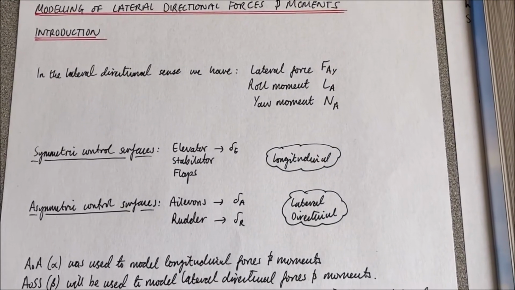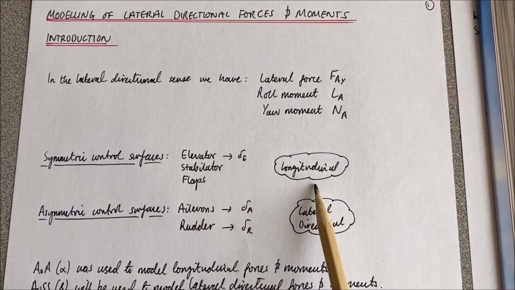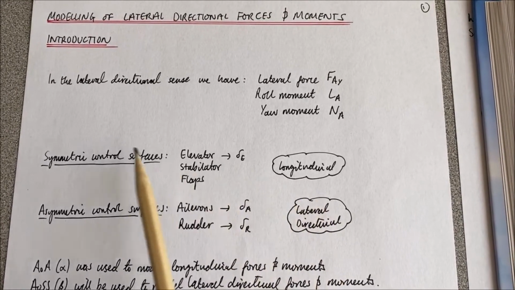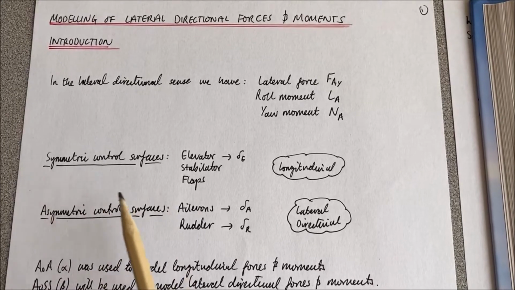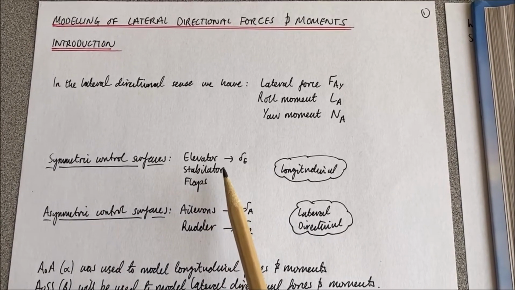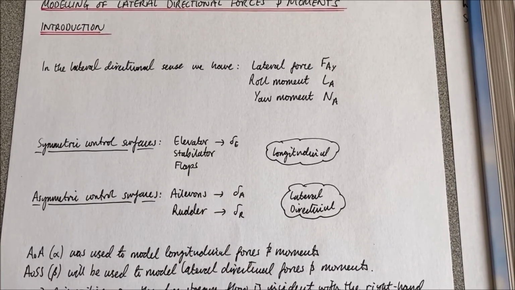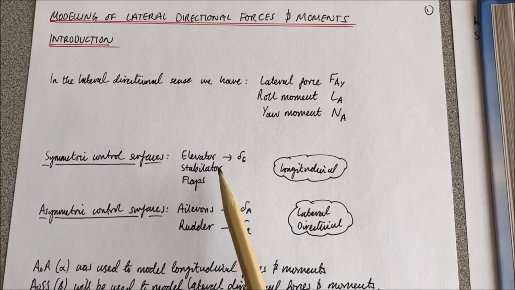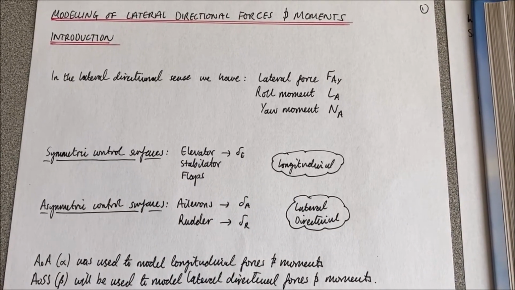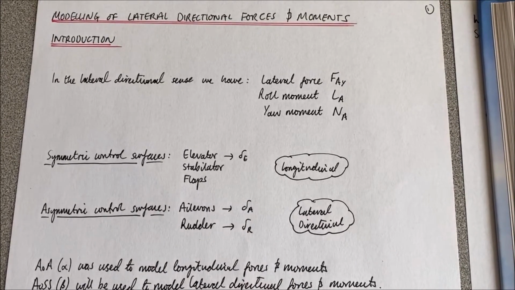So we've seen that in our modelling of longitudinal forces and moments, we dealt with the symmetric control surfaces, right, that affected the aircraft in the longitudinal sense. So we looked at the elevator, we also had a look at stabilators, which were the fully movable horizontal tails, and also stuff like flaps are included in those symmetric control surfaces as well.